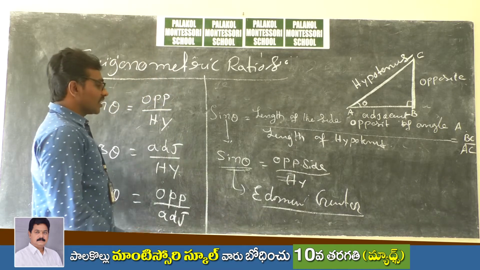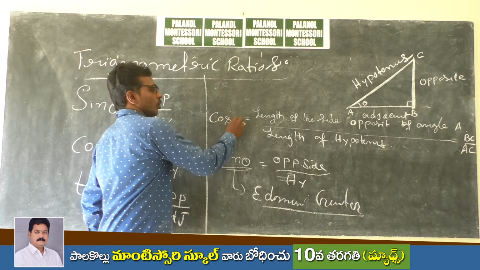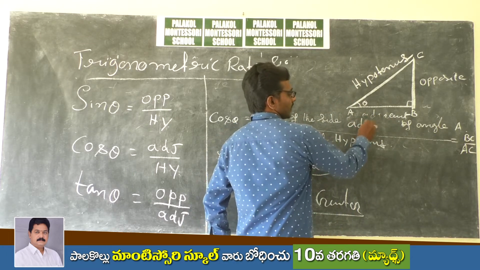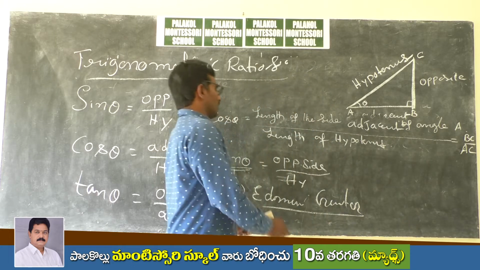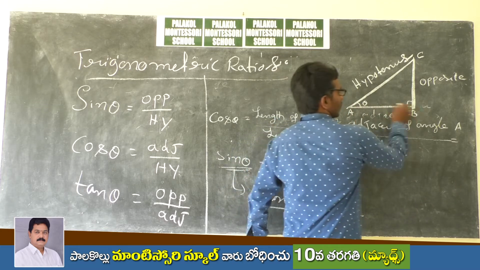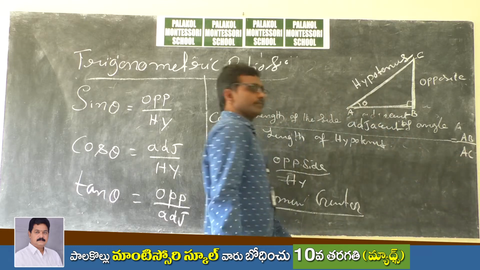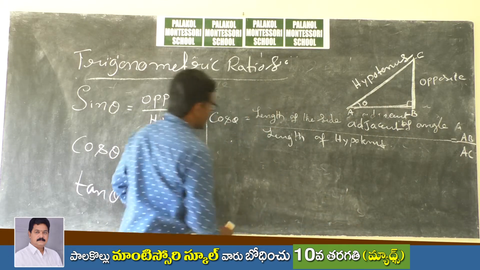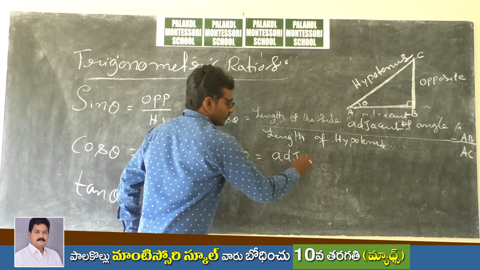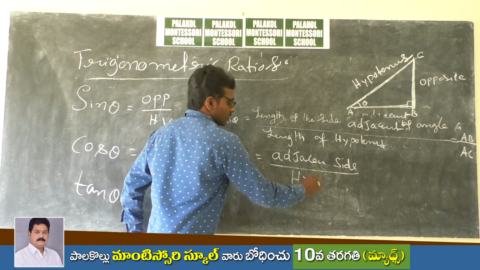But how do we define cos? Simple, just change it. Cos theta is equal to the length of the side adjacent to angle A by the length of the hypotenuse, so adjacent side AB by hypotenuse AC. So simply, we write cos theta is equal to adjacent side by hypotenuse.